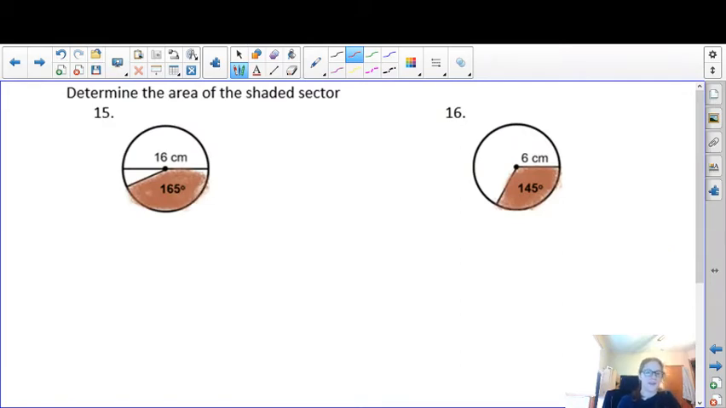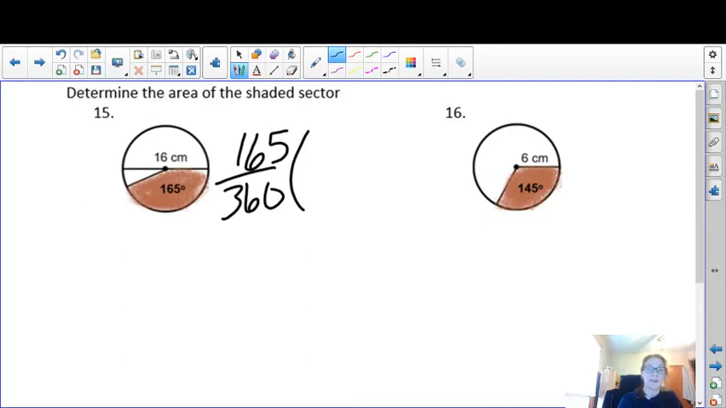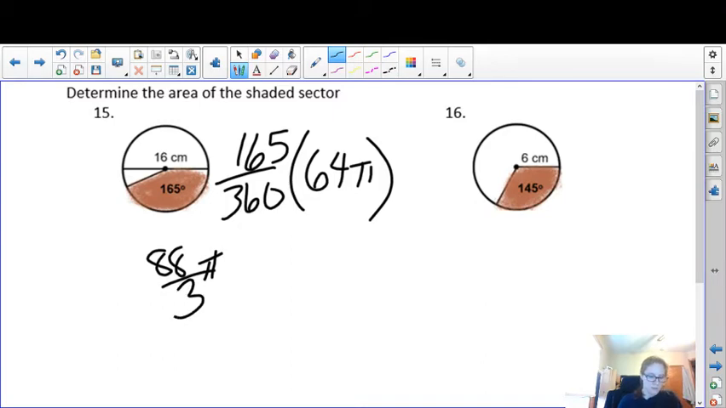Number 15, area. Area is going to be in squared units. So I have 165 divided by 360 times, well, I have the diameter of 16, half of that is 8, so 64 pi. Which is 88 pi over 3, or 92.15 centimeters squared.